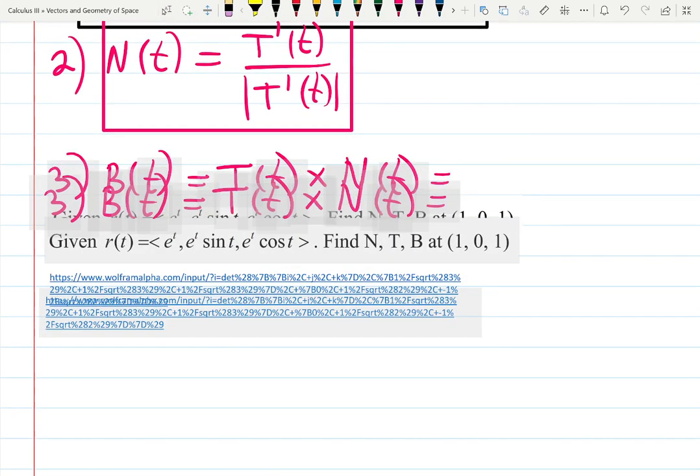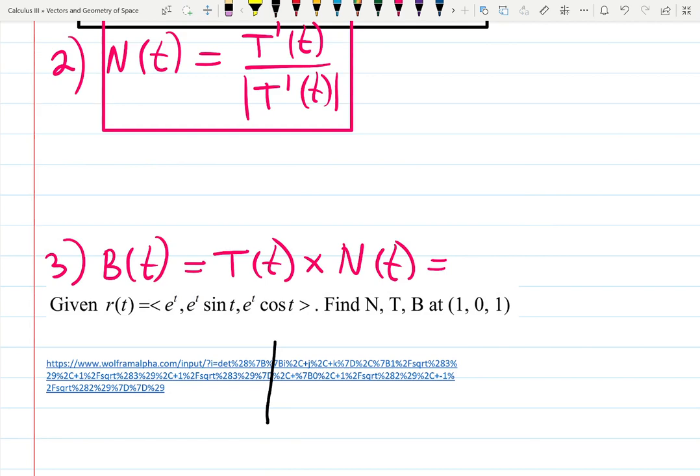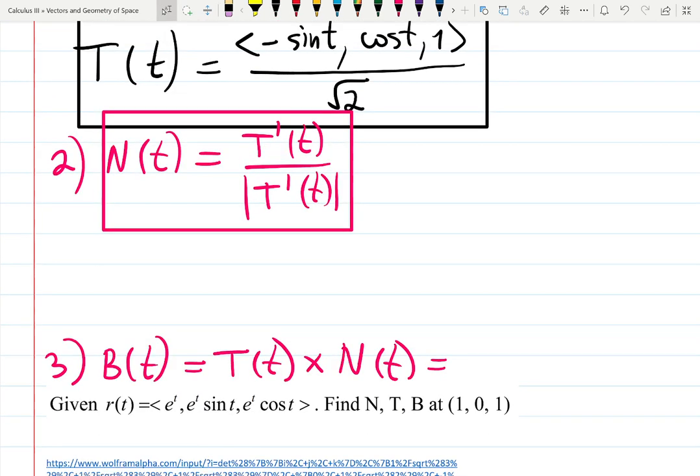Luckily, hopefully you did not mess up in the previous step, because that will be upsetting.